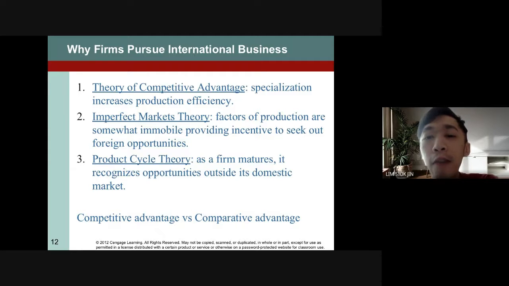The next is imperfect market theory. Factors of production are somewhat immobile, providing incentive to seek out foreign opportunities. Okay, for example, Grab exists because of an imperfect market, right? Before there was Grab, how do you move from point A to point B? You either ask your friend to fetch you, or worse, take a taxi. But when you take a taxi, you feel scared. Scared for many reasons.